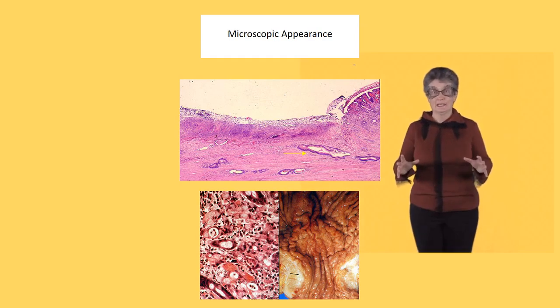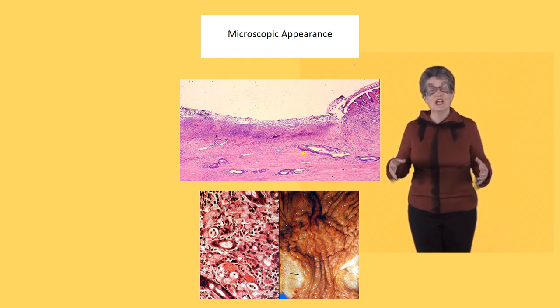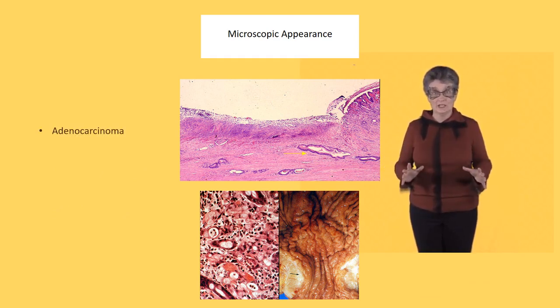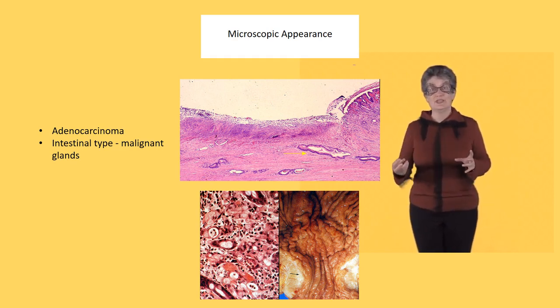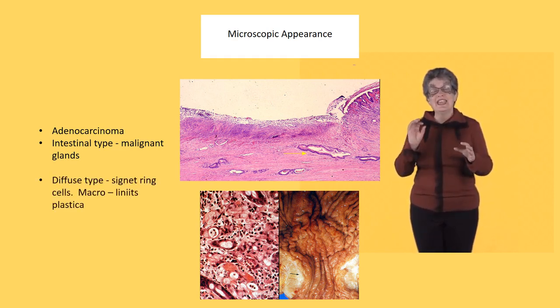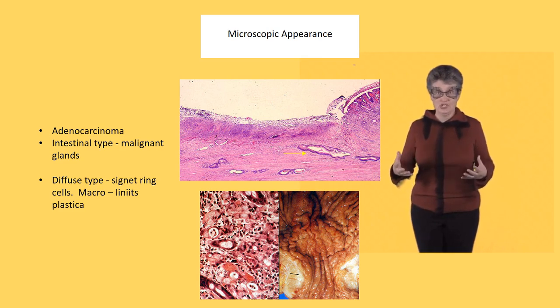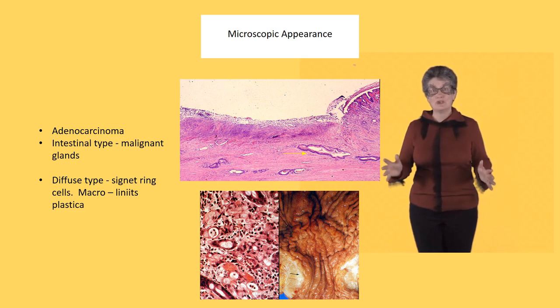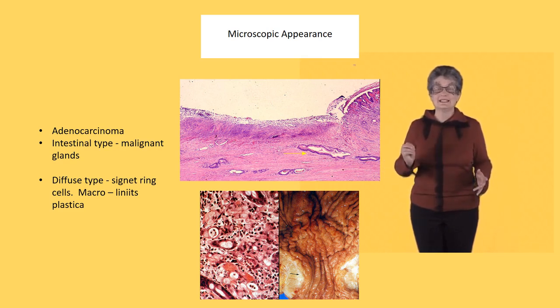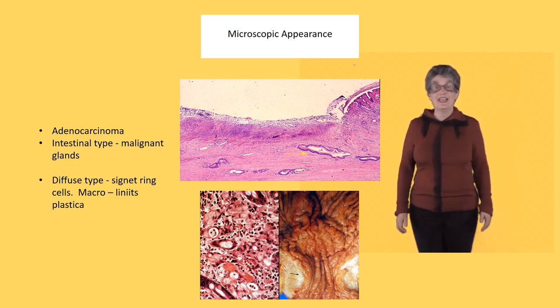What does gastric cancer look like? There are two main kinds. The first is intestinal type, where we have malignant glands infiltrating through the stomach wall. The second type is the diffuse type. Here they have individually infiltrating cells, signet ring cells. These cells have lost the E-cadherin gene, the Velcro that sticks cells together. Macroscopically, we describe this as Linitis plastica, or leather bottle stomach.